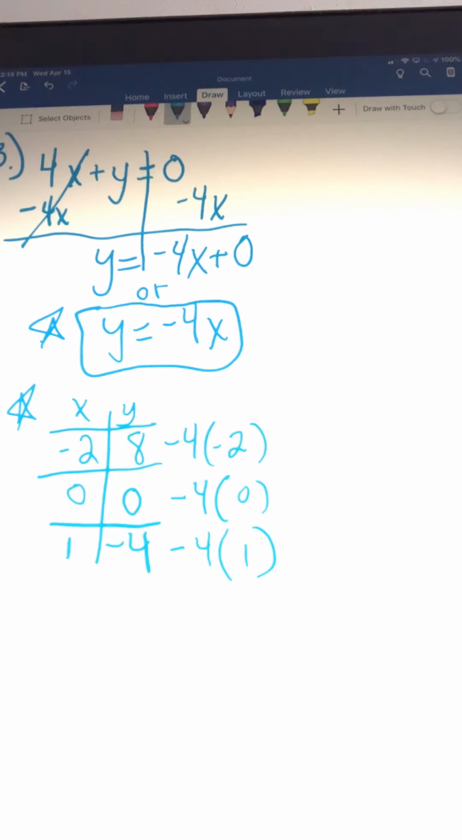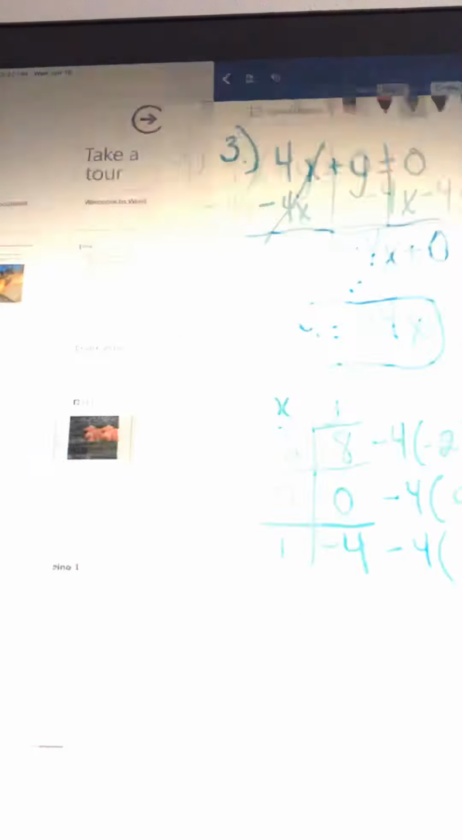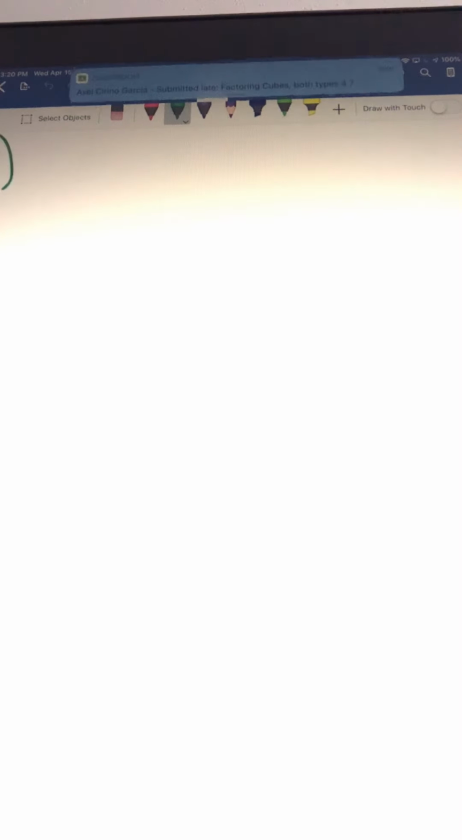Okay, one last problem. We'll do a fraction for you. Let's do green. So here it is, number 4. Fractions are no more difficult, so let's try this. Number 4 is 7x plus 2y equals negative 10.